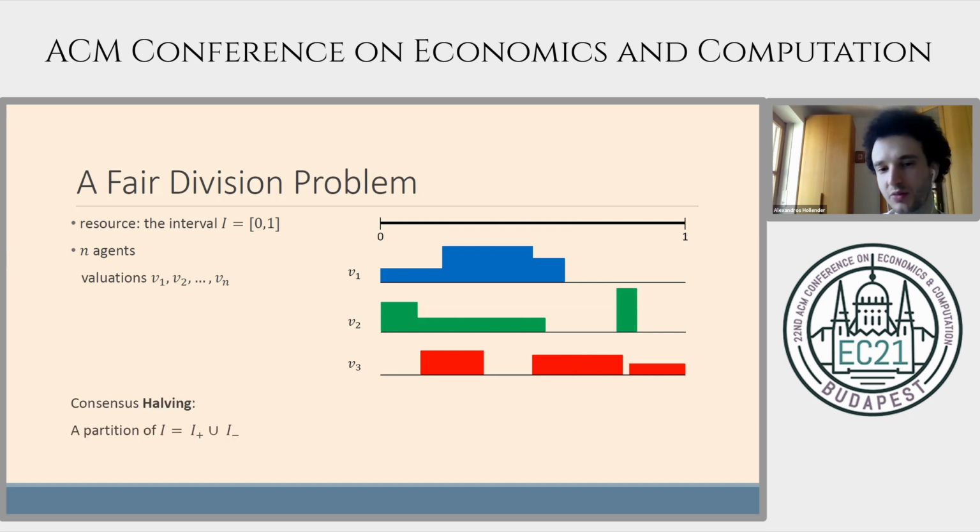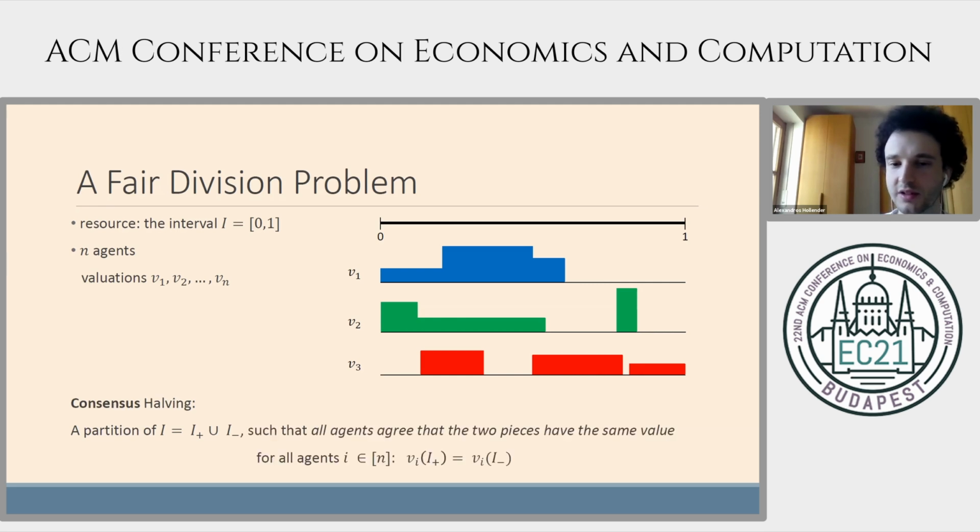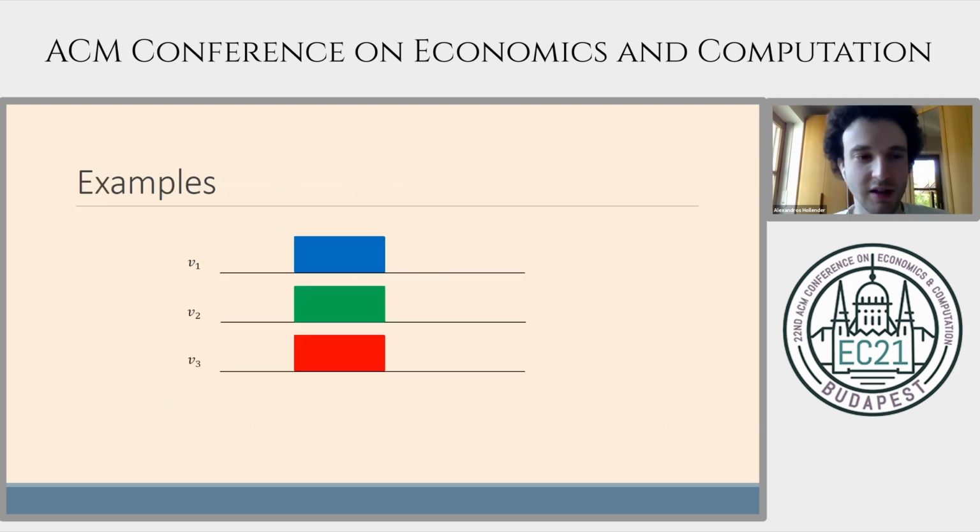A consensus-halving is a partition of the interval into two parts, I plus and I minus, such that there is a consensus amongst the agents that these two parts have the same value. So all the agents agree that the two parts have the same value, and formally that means that for all agents i, the value of I plus is equal to the value of I minus. So let's take a look at a few examples to get a better grip on the problem.